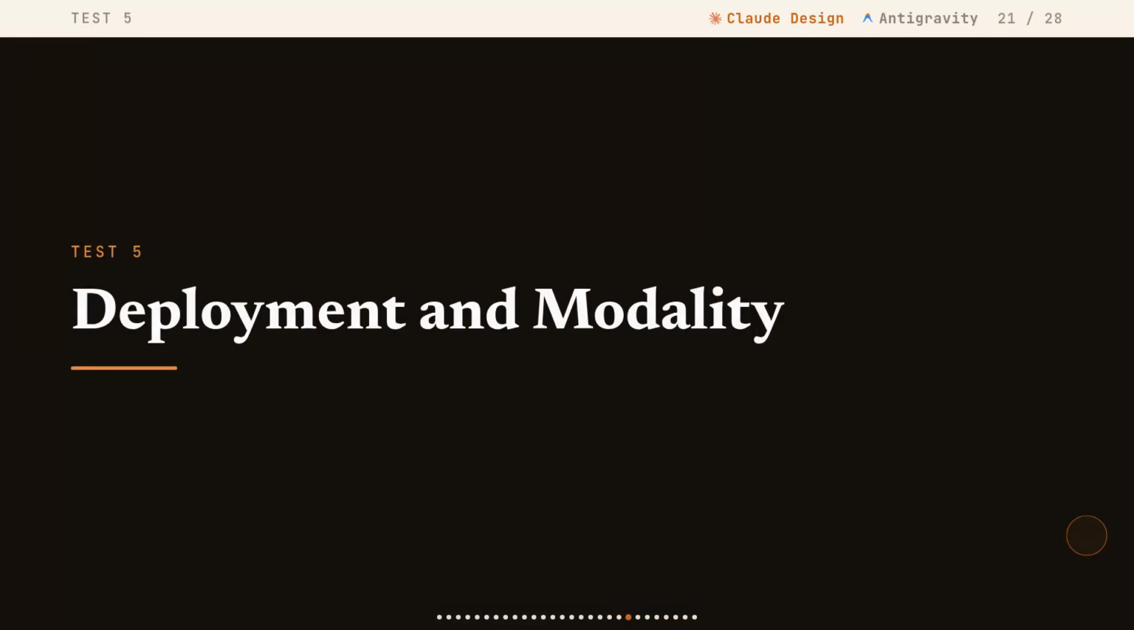Test 5 is deployment and modality. A developer who needs their AI coding tool to slot into an existing IDE setup with CLI access and SDK hooks is going to feel the pain of a browser-only tool almost immediately. You can't pipe a browser app into your build scripts. This test is really about whether the tool fits where you actually work.